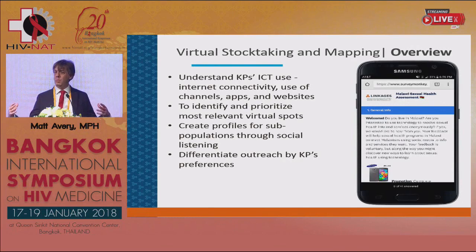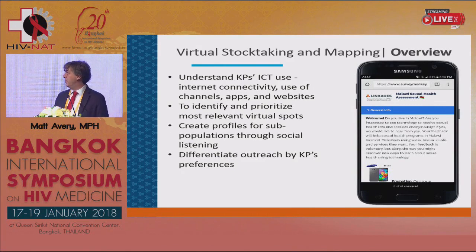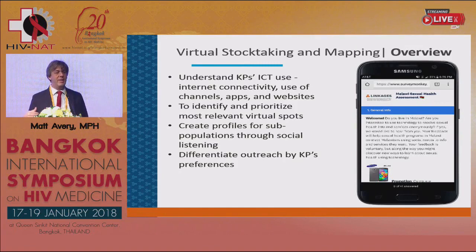and also to prioritize, recognizing that just as in real life, you may have a map of physical spaces where you can reach your target population, and some of those spaces may be higher risk or higher priority than others. Virtual hotspots are no different. There may be a whole range of virtual venues where you can reach your target population, and part of this stock-taking process is identifying which are going to be the most relevant to my program. Which are the highest risk? Where am I going to be able to reach the largest numbers of people that I need to reach? So mapping these hotspots, prioritizing hotspots, and then creating profiles for the subpopulations that you're going to be reaching at the different hotspots.